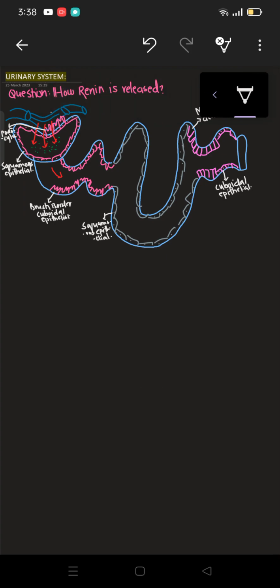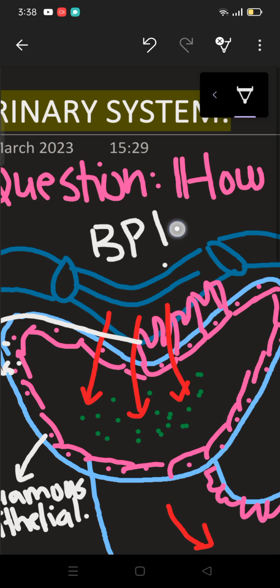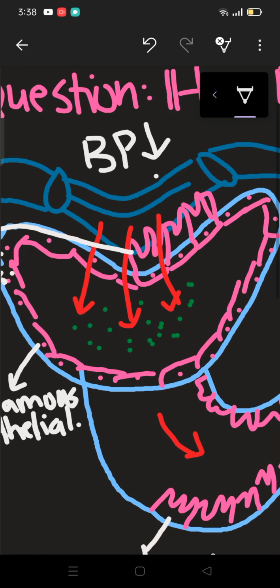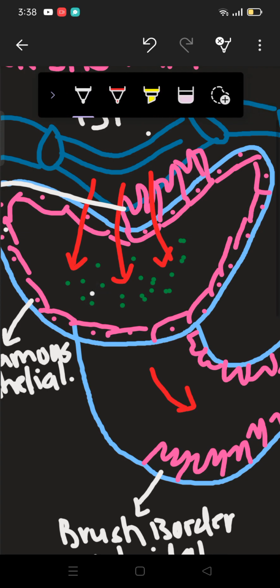So now what we need to do: we know that blood pressure is lower in this case. BP is low, and when BP is low, the kidney releases renin. So in this case BP is low, and the filtrate is in the Bowman's capsule.